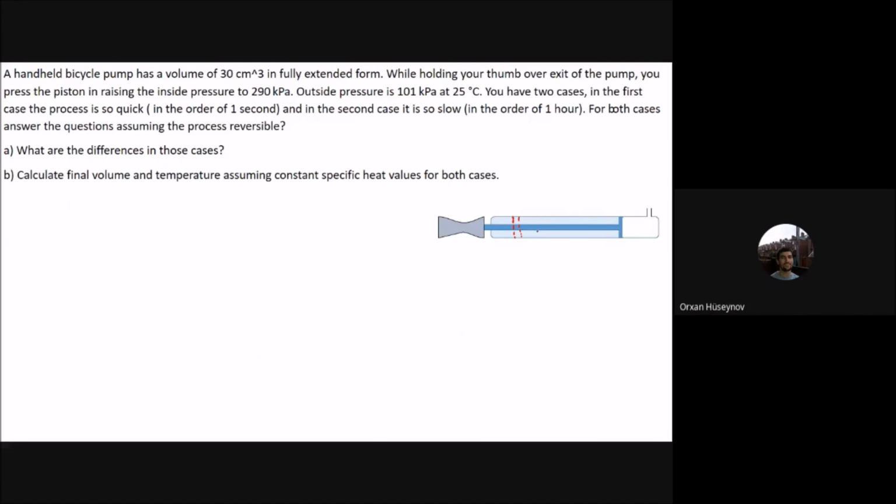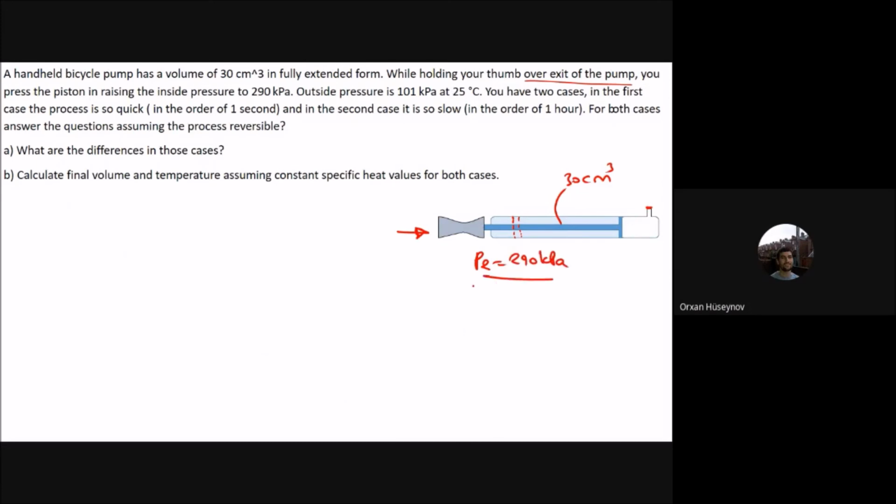Okay, and the volume of this portion here makes 30 centimeters to the power of 3. While holding your thumb over the exit of the pump, so this one is the exit, stopping the fluid outlet, you press the piston in, raising the inside pressure to 290 kilopascals. What you are doing is pressing your thumb over the exit and pressing it. And when you press it, the P2 becomes 290 kilopascals.